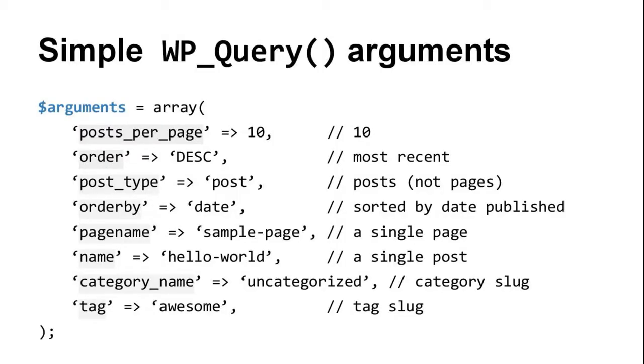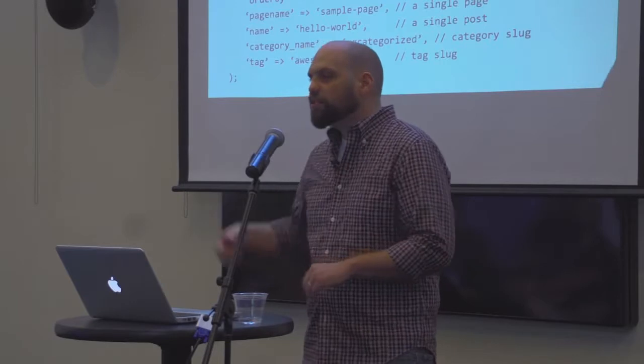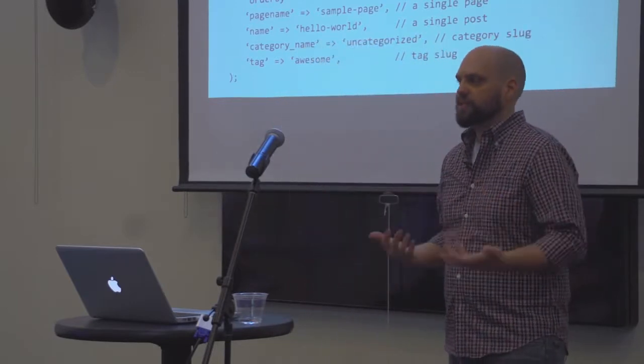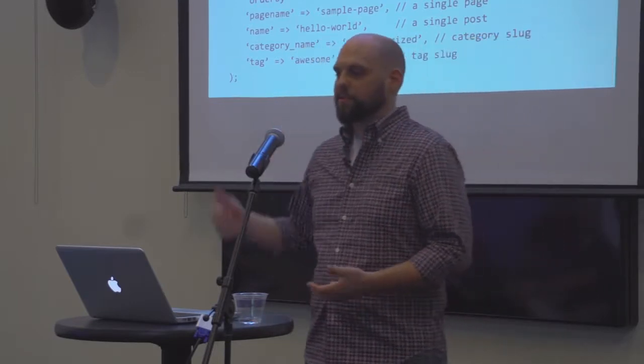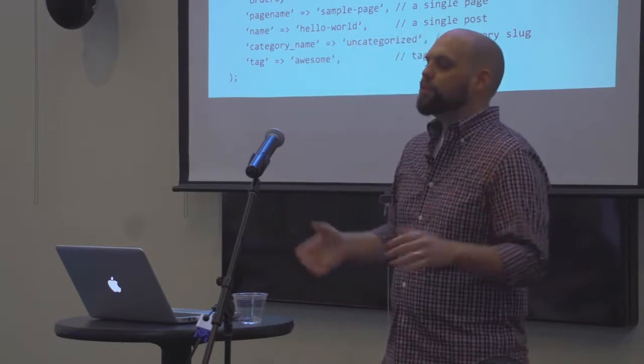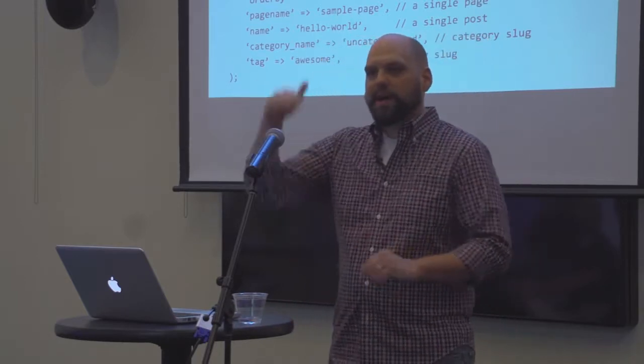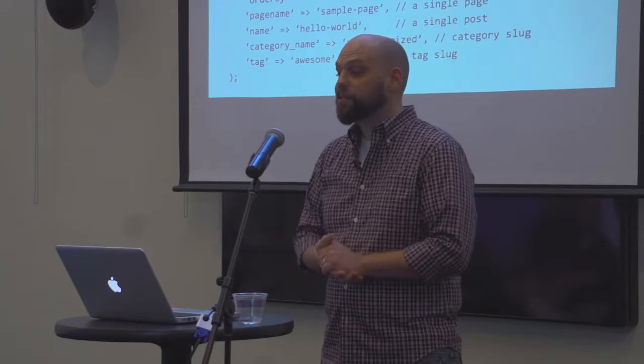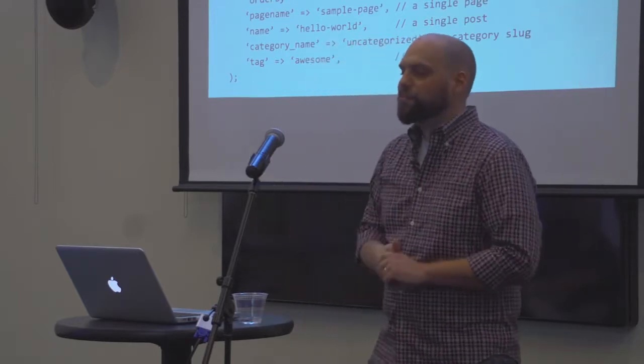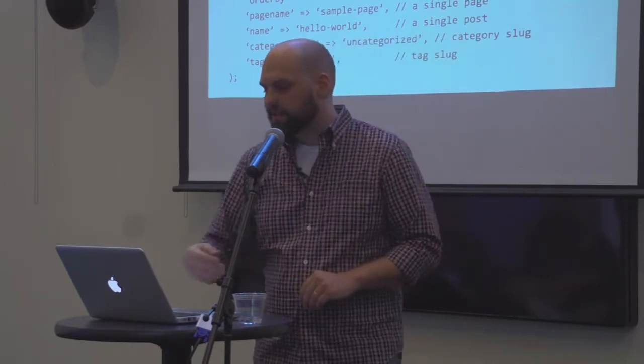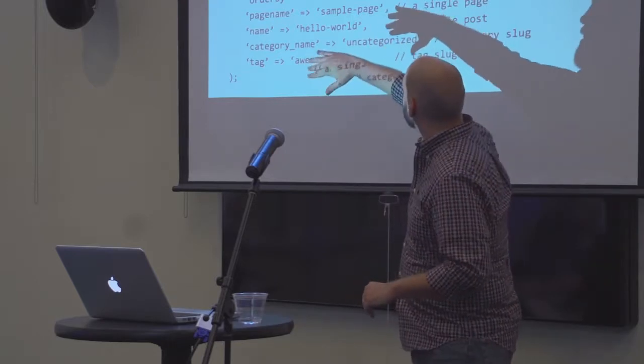So some that I use all the time, very simple ones involving strings or numbers: posts per page, the order, the post type, order by. I wrote it in this order so that we could actually form a sentence about this query. Show me the 10 most recent posts sorted by date. Those last four don't relate to that sentence.